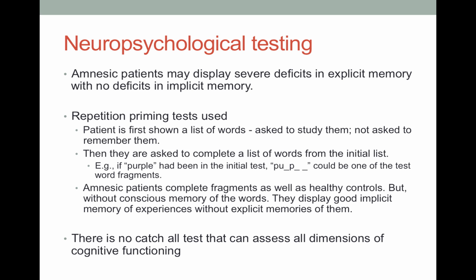Amnesic patients often complete the fragments as well as healthy control subjects, but they often have no conscious memory of any of the words in the initial list, or even of ever having seen the list. In other words, they display good implicit memory of experiences without explicit memories of them. There is no catch-all test that can assess all dimensions of cognitive functioning. When it comes to brain damage, we need a common general battery of tests to direct us to the area of cognition or perception in which to focus on more in-depth assessment to pinpoint specific problems.